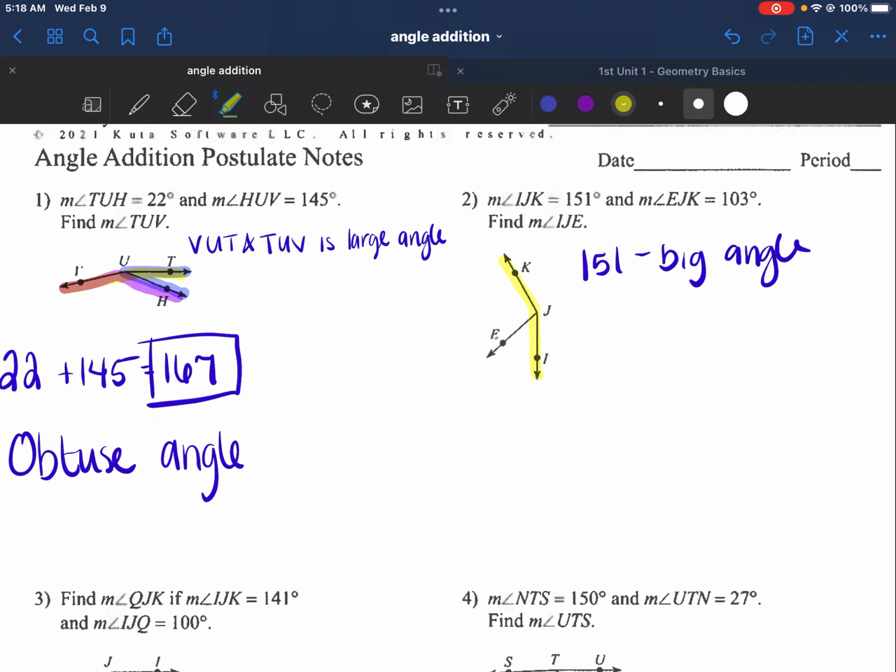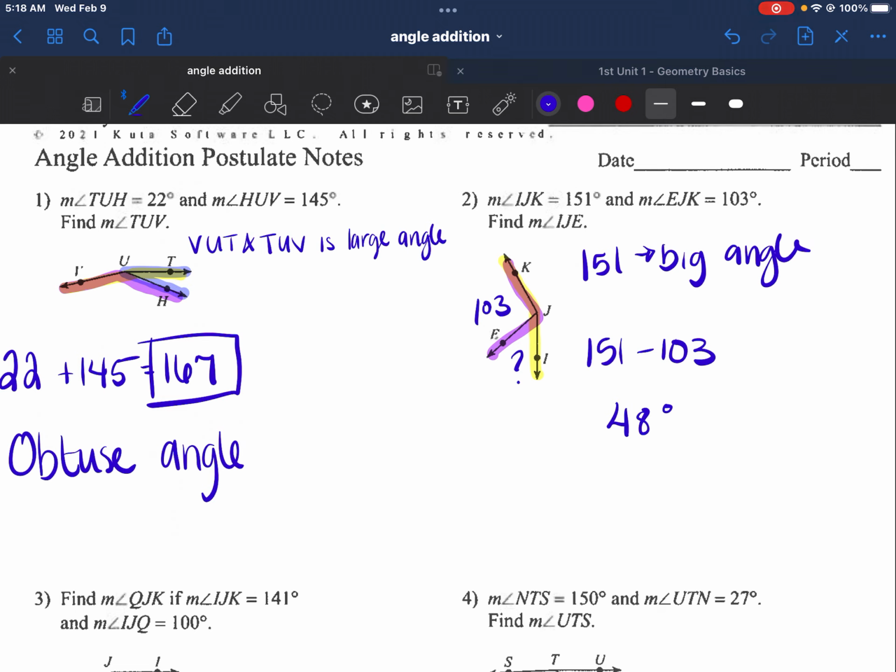If EJK is 103, what is IJE? To solve this problem, if you have the big angle and you have a smaller angle and you need to find the other small angle, you will need to subtract. Okay? So you would do 151 minus 103, which will give you 48 degrees.